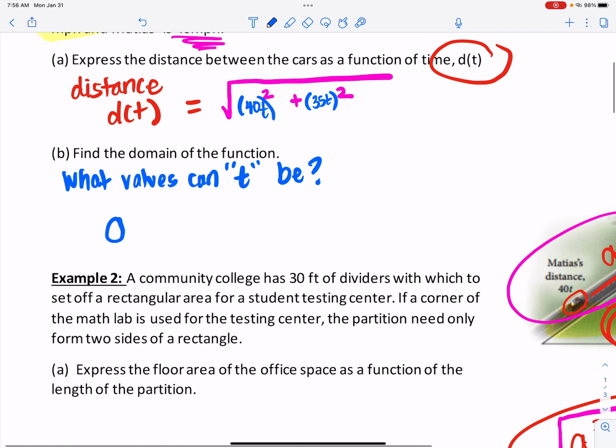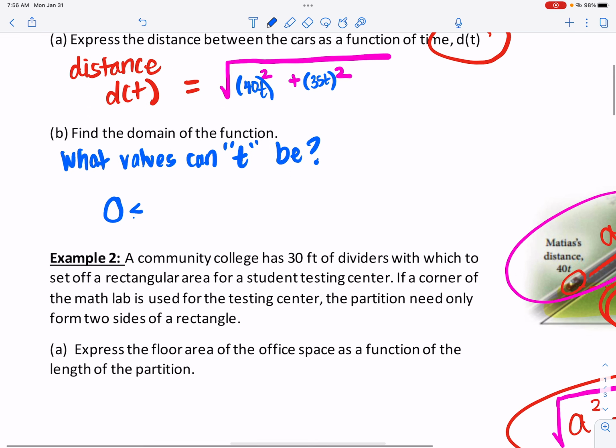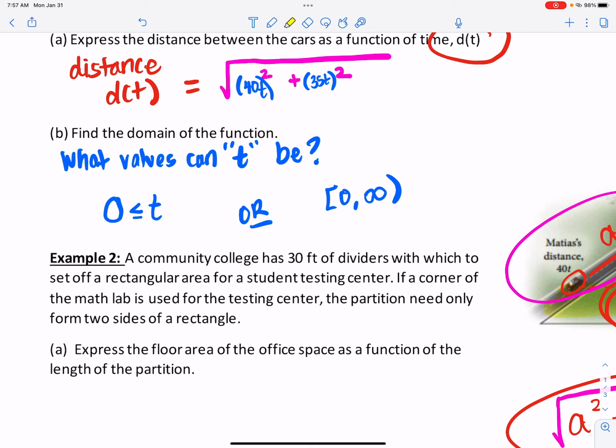And there's a few different ways to write it. You can write it as time can be greater than or equal to 0, and that's it. Or you might see it like this on your homework, 0 to infinity. That's another way to write it. However you want to write it is fine. Or you can just write time has to be more than 0. But that's the least amount of time we can have, and there's no maximum amount of time that we can have.